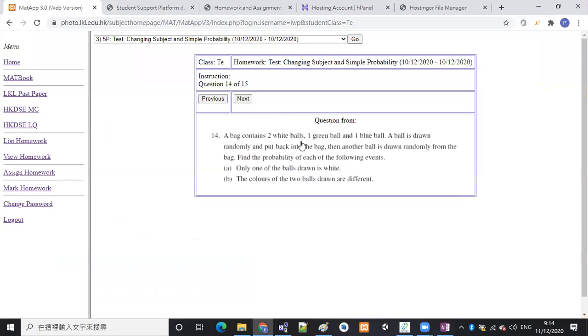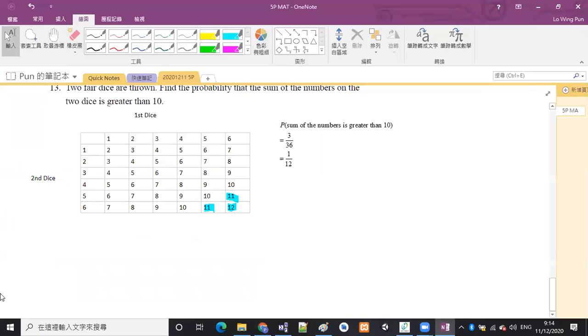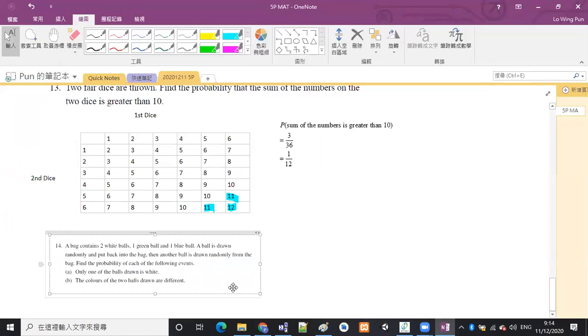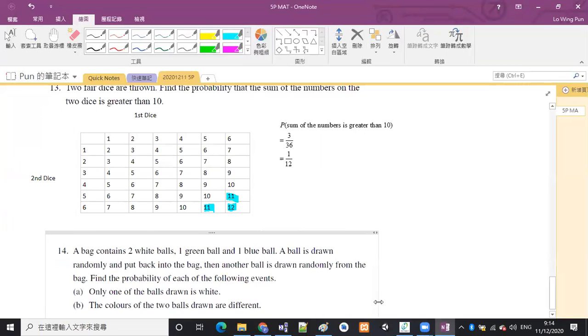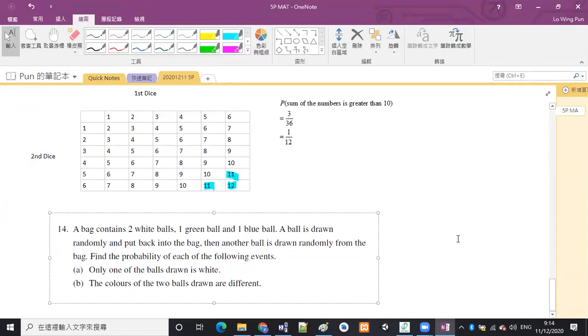14. Okay, we need to go faster. The bag contains 2 white balls, 1 green ball, and 1 blue ball. A ball is drawn randomly and put back into the bag. Then another ball is drawn randomly from the bag.